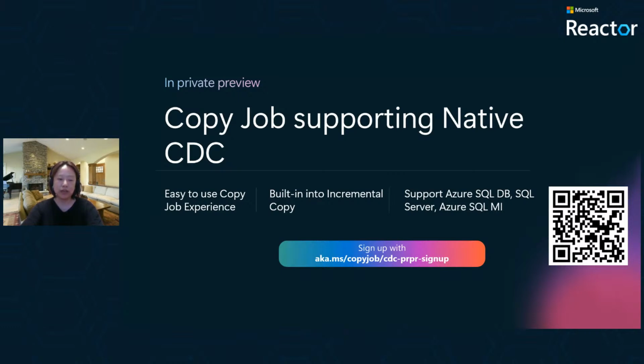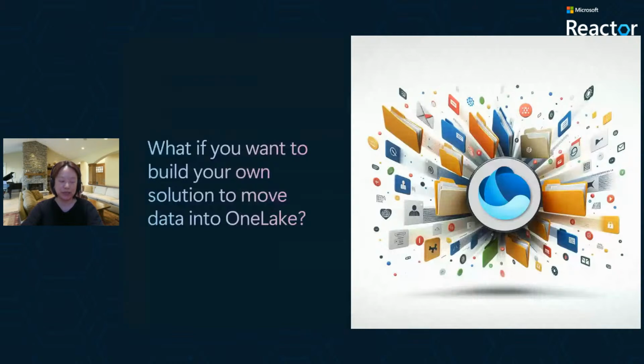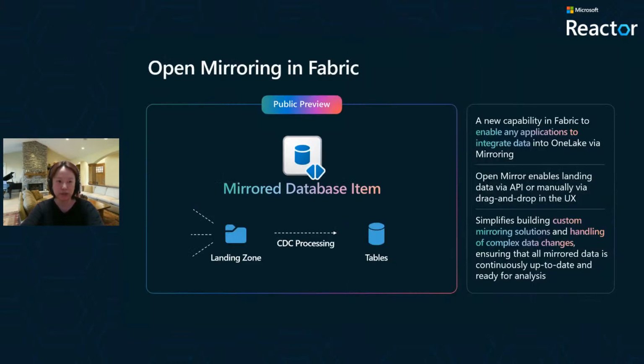So we mentioned different options to bring data into OneLake, like through shortcut, through mirroring, through copy job. So what about other options? For example, if you want to build your own solutions to move data into OneLake, we also provide an option called open mirroring in Fabric. For example, if you already have some application that interacts with your source system to extract the data from it, and you want to bring data into Fabric.